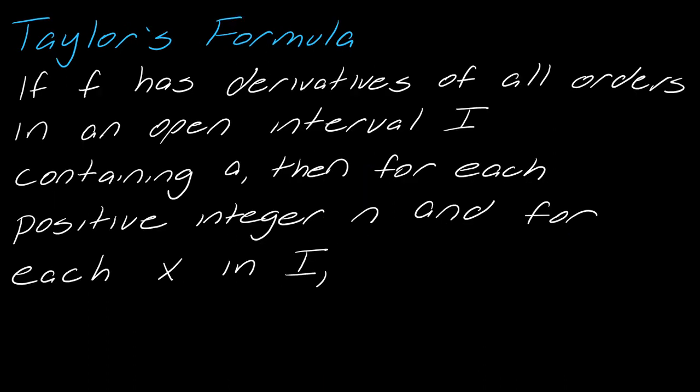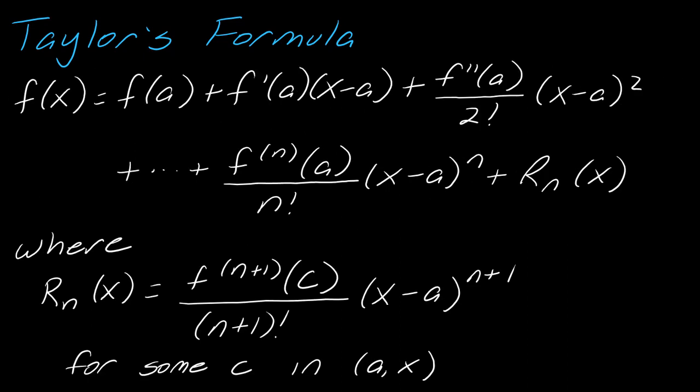So if f has derivatives of all orders on an open interval I containing a, then for each positive integer n and for each x in I, f of x is going to equal the first n terms of the Taylor formula plus this r sub n of x. This is almost the same thing, except now we've rewritten everything in terms of x. This is actually the important thing today. Here, r sub n of x is once again this n plus 1th term with c plugged in. Okay, this is where we're going to spend our time today.